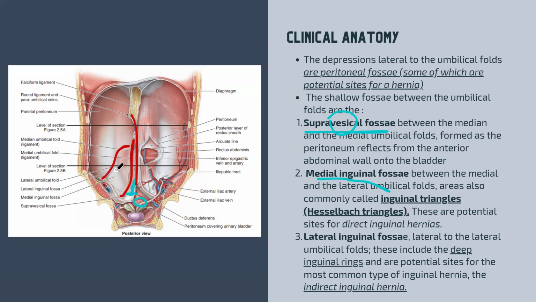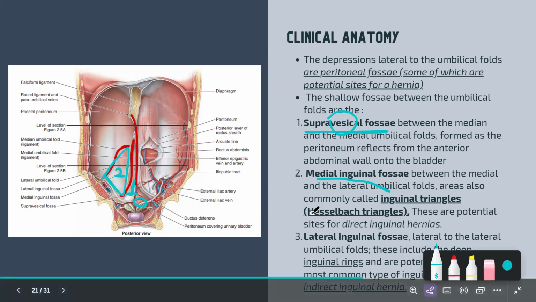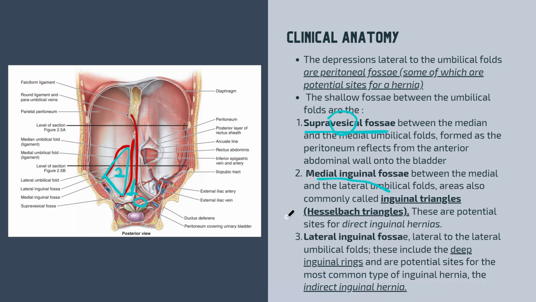It lies here, number two, between the medial and lateral umbilical folds, and is also commonly called the umbilical or inguinal triangle, or by the name of the scientist, Hesselbach's triangle. And they are direct inguinal hernia locations.